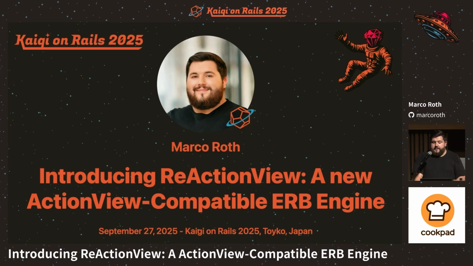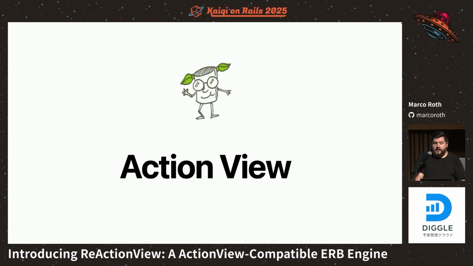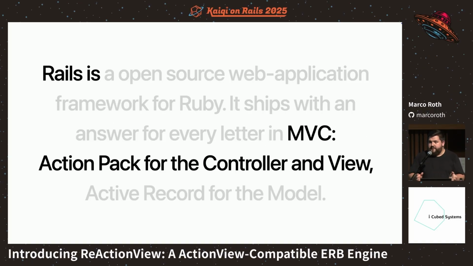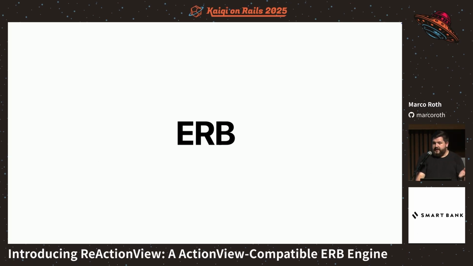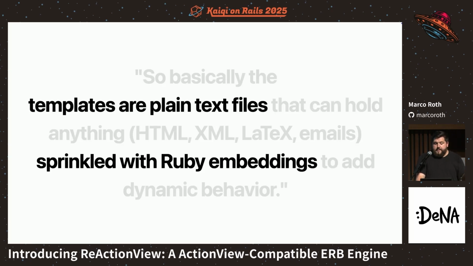To kind of go back a little bit, the Rails view layer is typically made up of ActionView. ActionView shipped in July 2004 in Rails 0.5. And back then, it was still part of this whole MVC, what Rails stands for. And back then also, it was Action Pack, which had controllers and views kind of together in one package. But even then, it was using ERB, which, if you don't know, stands for Embedded Ruby. But it was still templates in plain text files with sprinkles of Ruby embedded.